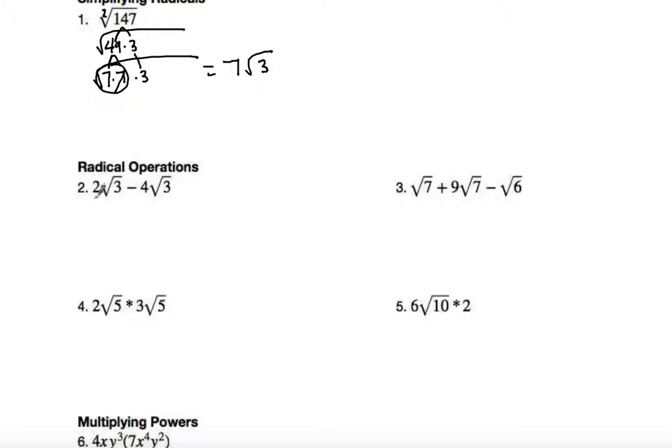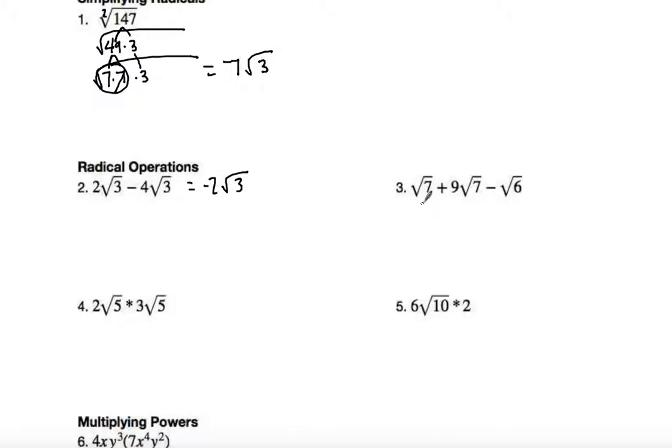So for example, in number 2, I've got 2 square roots of 3 minus 4 square roots of 3. Because both of these have a radicand that has square root of 3, then I can put these two things together. I'm going to leave the square root of 3 and just deal with 2 minus 4. 2 minus 4 would give me negative 2.